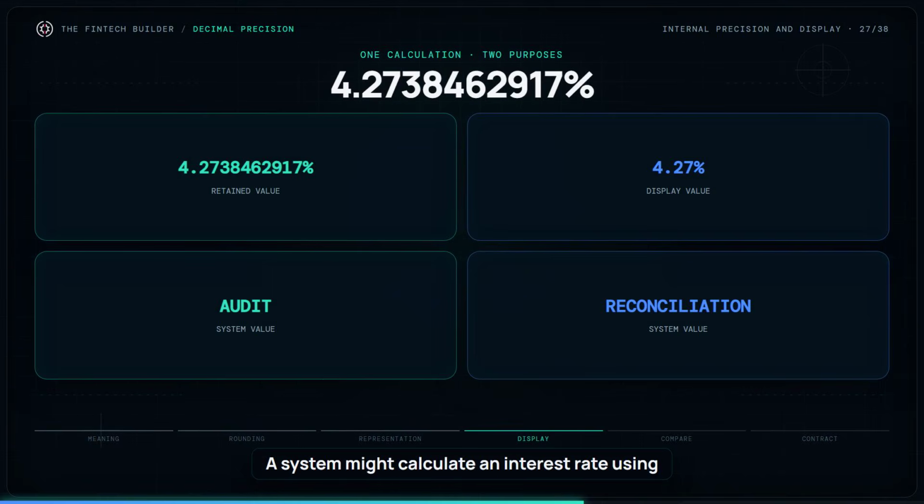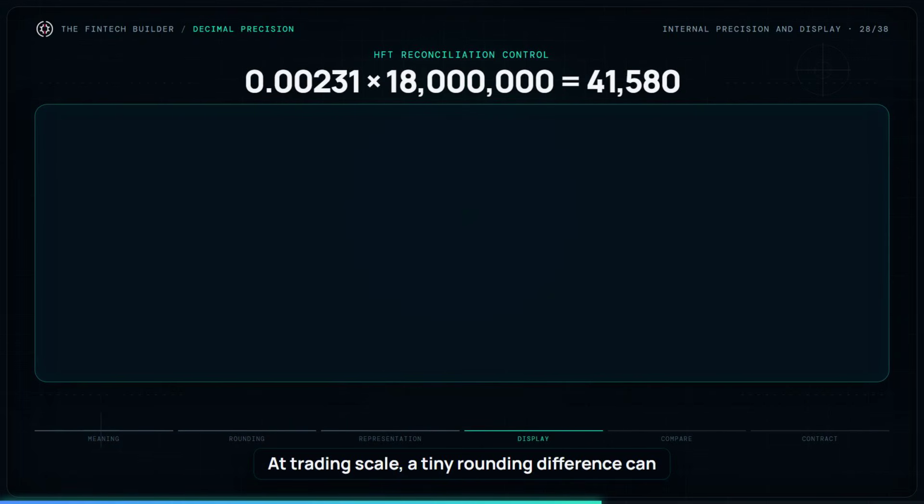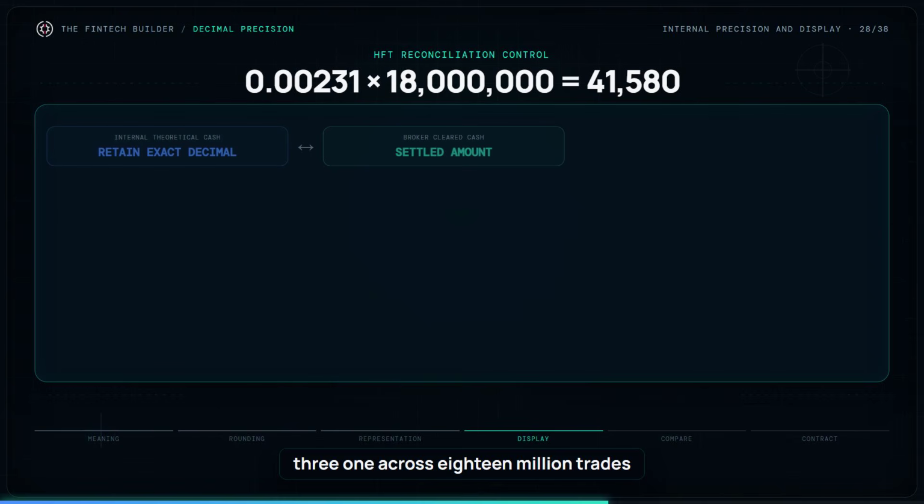A system might calculate an interest rate using 10 or more decimal places, store an auditable decimal result, and display it as 4.27%. The displayed value is suitable for a human reader, while the retained value supports later calculations and reconciliation. At trading scale, a tiny rounding difference can become real money. A difference of 0.00231 across 18 million trades totals 41,580 currency units. So never assume it is immaterial.